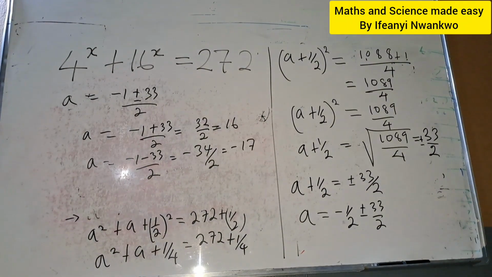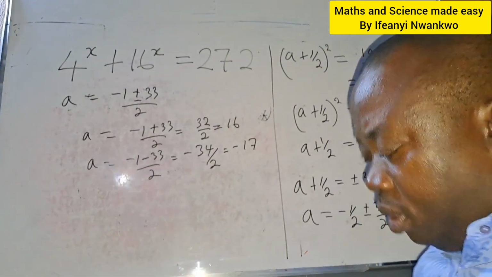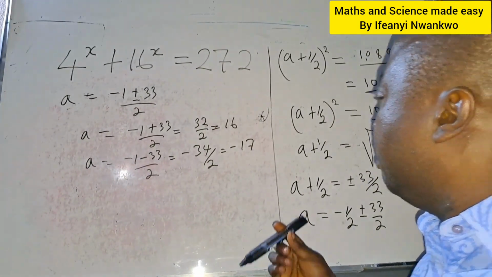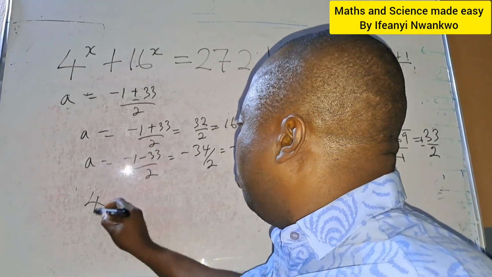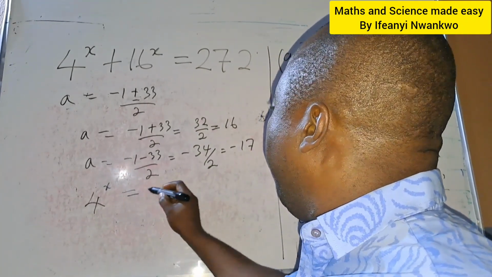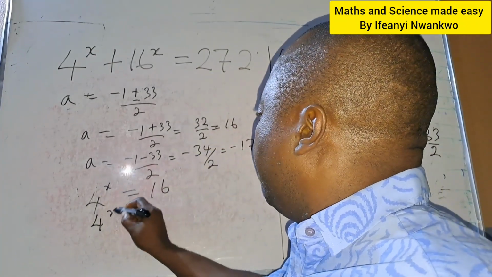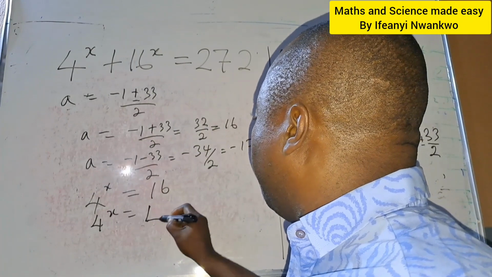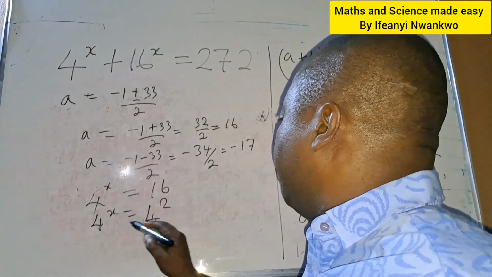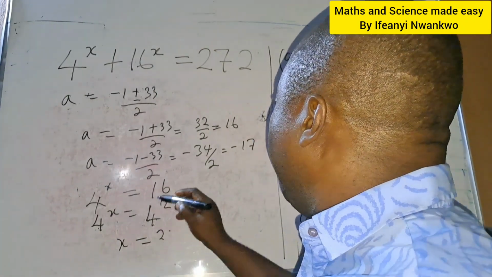Remember, the question is not for us to calculate a, but for us to calculate what the value of x is. And so we refer to the substitution we made when we began. We had substituted 4 to the power x to be equal to a, and so a is 16. So 4 to the power x equals 16, which is 4 to the power 2. Since their bases are the same, we equate their powers. x equals 2.